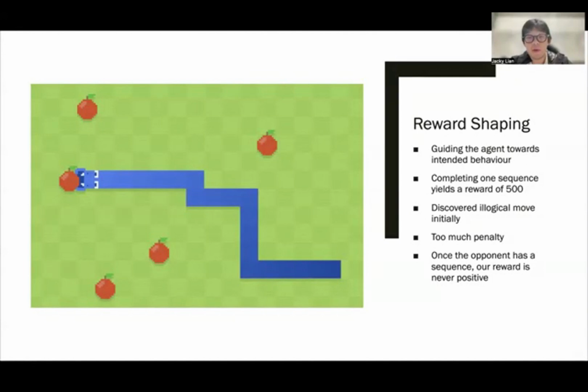Hi, I'm Jackie. I'll take over for the reward shaping part of our deep Q-learning agent. Reward shaping provides intermediate feedback that guides a deep Q-learning agent toward a desired behavior, improving convergence and speeding up the learning. In our design of the rewards, we focus on giving positive rewards such as the following. Completing one sequence yields a reward of 500.